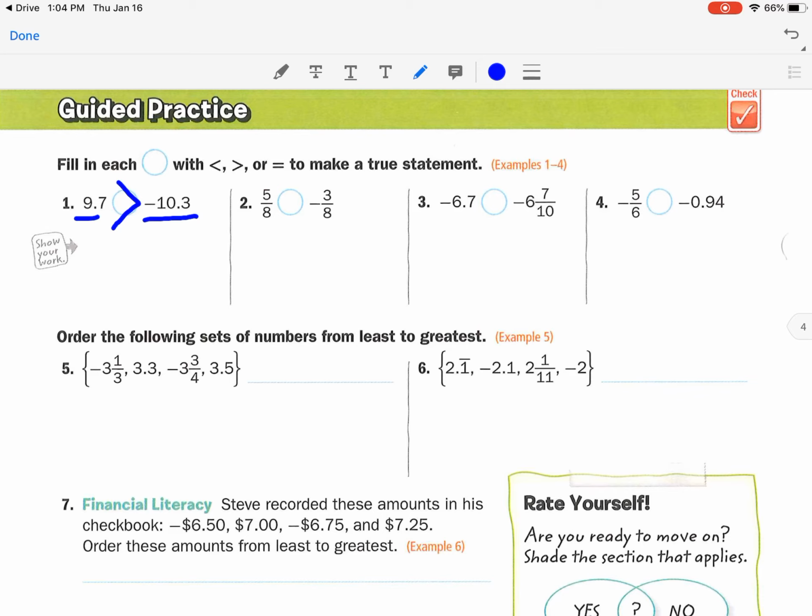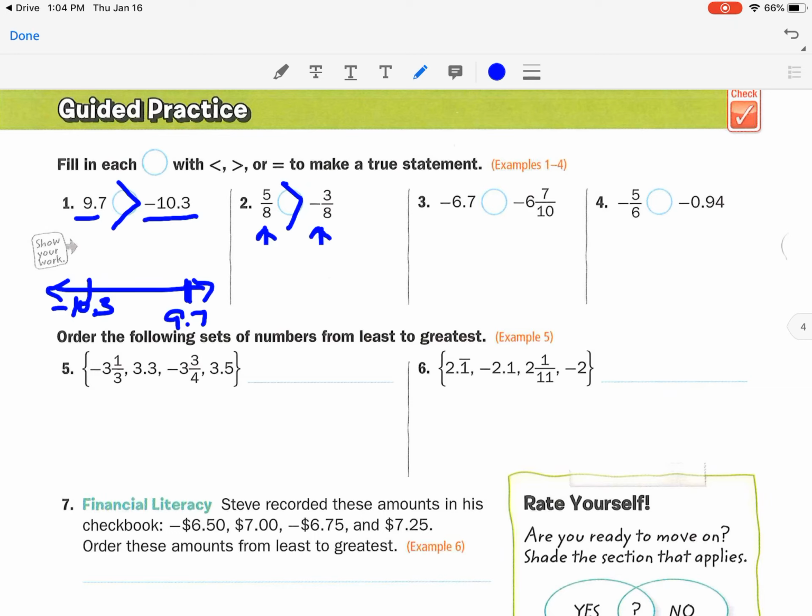So I don't even really need to think any more about that. I just know that on a number line, my negative 10 3/10 is going to be all the way down here, and my positive 9 7/10 is going to be on the opposite side. All right, so let's take a look at this one. Oh my goodness, same thing. This one's a positive, this one is a negative. While they have the same denominator, we don't even need to do any math because we know that this positive is going to be bigger.